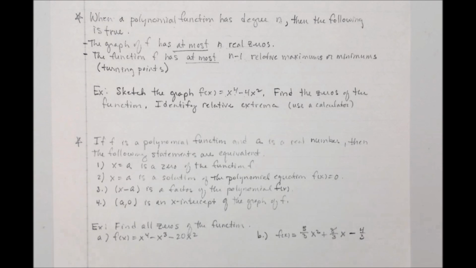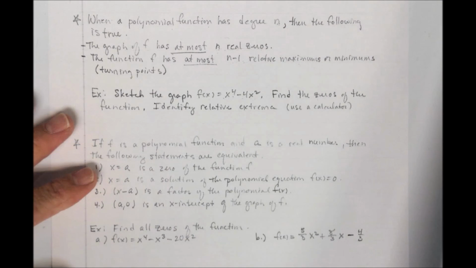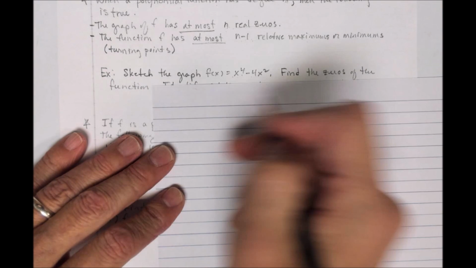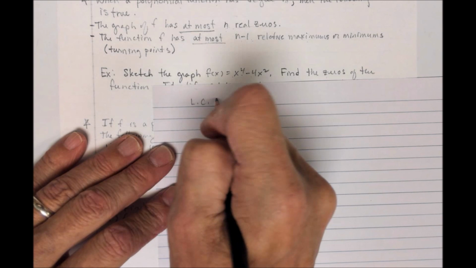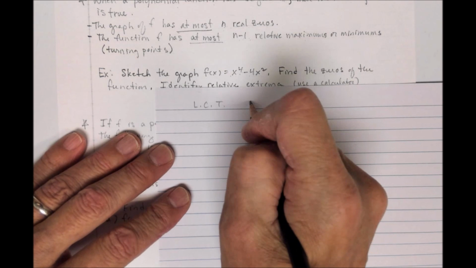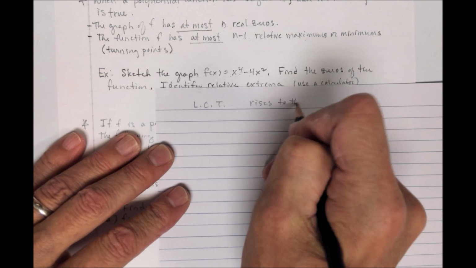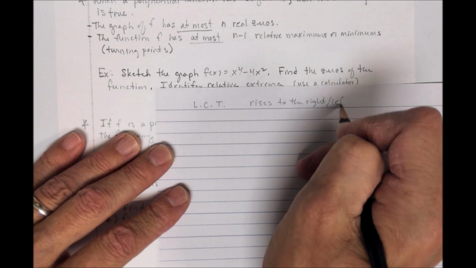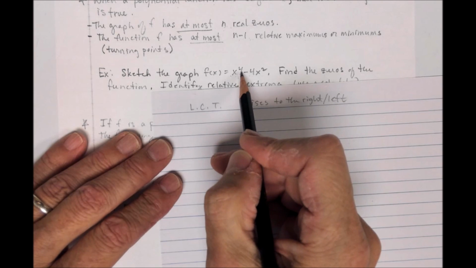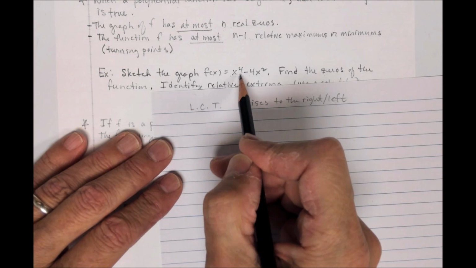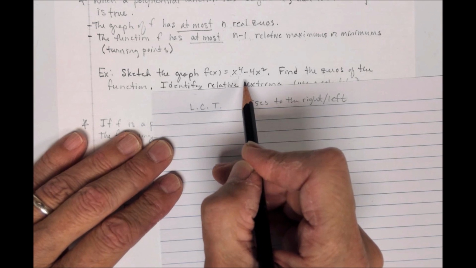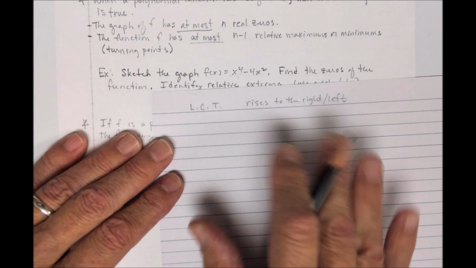So first things first, let's get some graph paper. Actually, first things first, let's find the zeros. Now, maybe even first things first, let's figure out the leading coefficient test here. The leading coefficient test: even degree, positive lead coefficient, it rises to the right and to the left. Okay. Now, zeros. And by the way, it's degree 4, so I can have as many as 4 real zeros. And it also means I can have as many as 3 relative extrema, relative max and mins, or turning points. So I'll keep that straight.